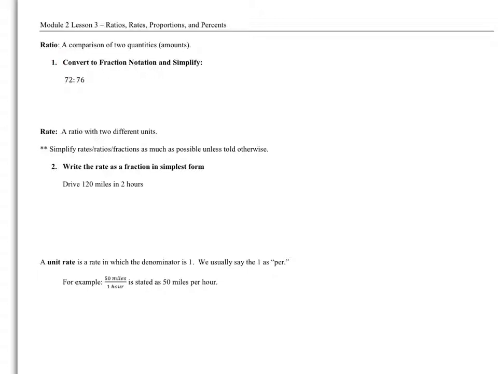Now our ratio in number 1 is 72 to 76. Ratios are very often written with a colon like that, and we can convert them to a fraction by just writing 72 over 76. Typically, we write the first number as the numerator and the second number as the denominator. Now 72 over 76 can be simplified, right? They often say it in the directions, but we always have to look to simplify.